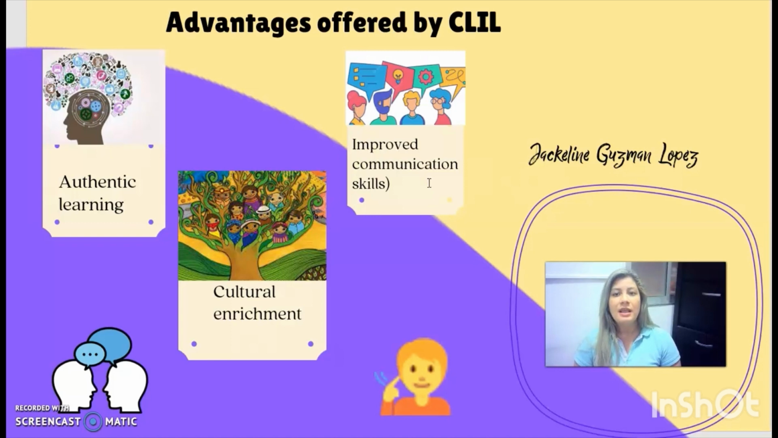In short, CLIL offers our students authentic learning, cultural enrichment, and gains in communication skills. Implementing this approach in our class will provide them with a more meaningful education experience and prepare them to face the challenges of the globalized world.